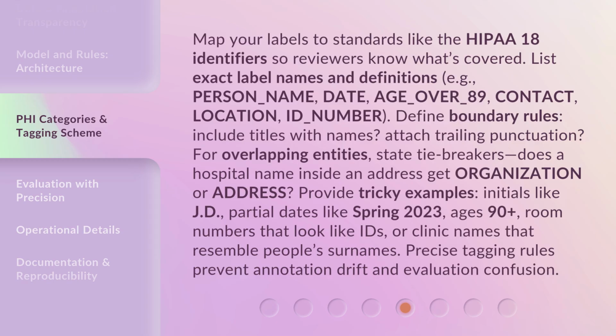For overlapping entities, state tiebreakers. Does a hospital name inside an address get organization or address? Provide tricky examples. Initials like JD, partial dates like spring 2023, ages 90 plus, room numbers that look like IDs, or clinic names that resemble people's surnames. Precise tagging rules prevent annotation drift and evaluation confusion.